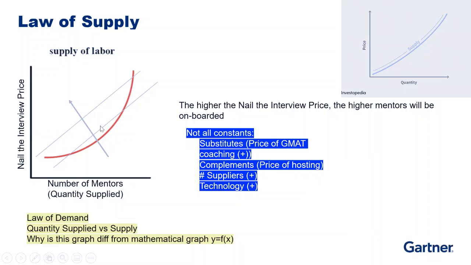Right now, let's say at 4,000, we have 10 mentors. If mentors go to GMAT teaching, then at the same 4,000 price we'll have only 4 mentors. So this curve will shift inward. Similarly, there are complements. If complements change, the curve will shift inward or outward. If suppliers change or there are improvements in technology, the curve will also shift inward or outward.